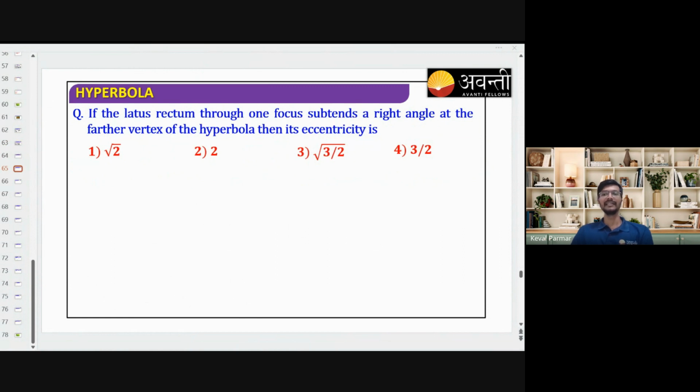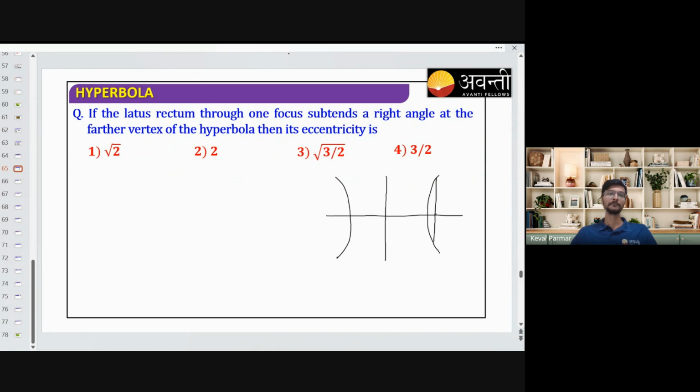If the latus rectum through one focus subtends a right angle at the farther vertex of the hyperbola, then its eccentricity is. So let's try to draw the diagram first so we can understand it properly. This is the hyperbola. This is the focus, and let's say this is the latus rectum.